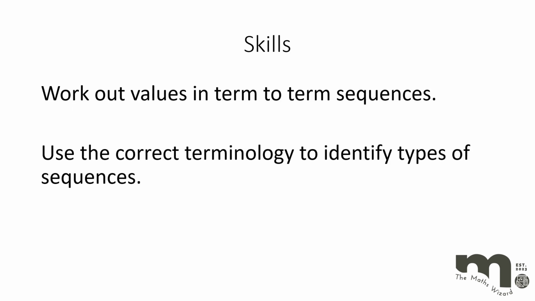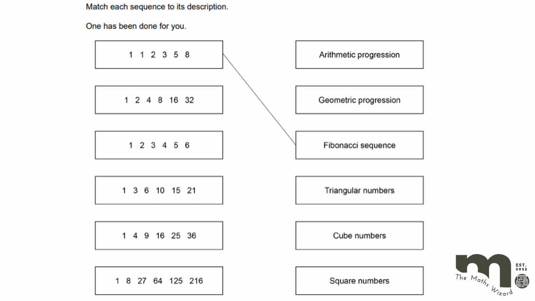Okay, let's move on now to looking at some of the other terminology. So we've looked at term-to-term sequences now. We're going to look at some of the other words that you might come up against in the exams. This is actually from a past paper question. We've got 6 different types of sequences here. There's already one given to you, which is this Fibonacci sequence.